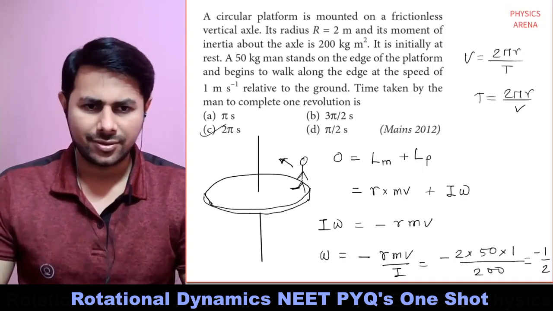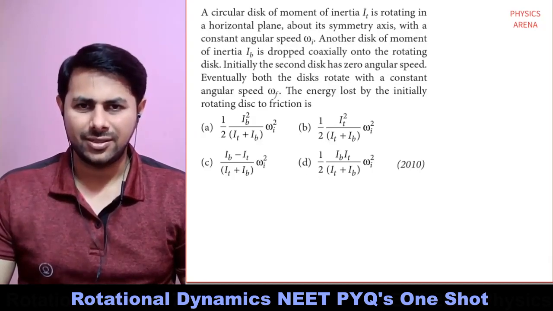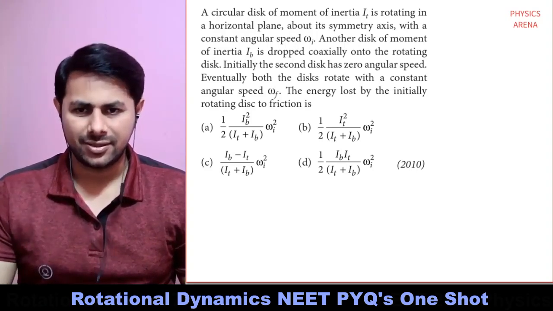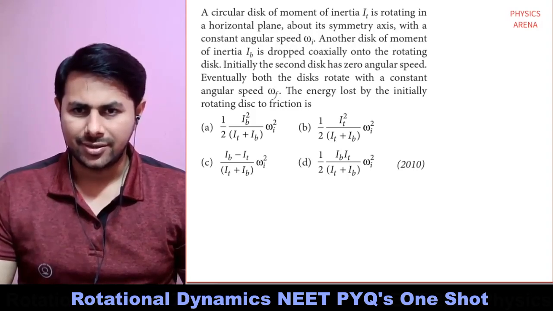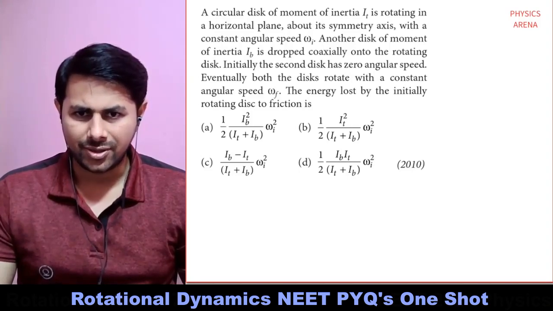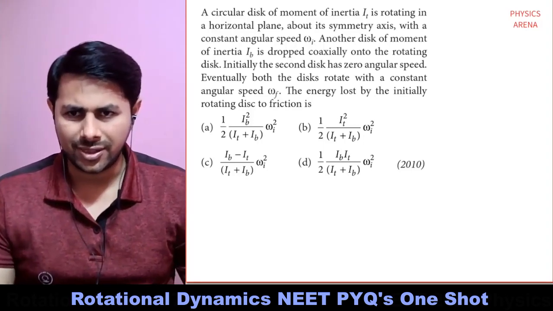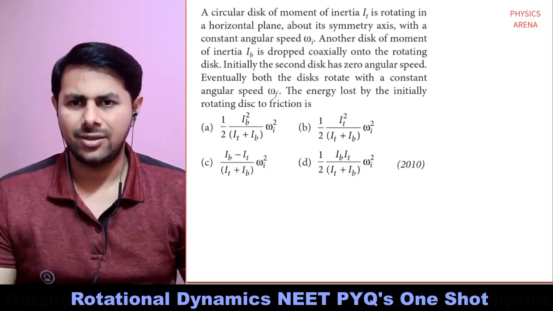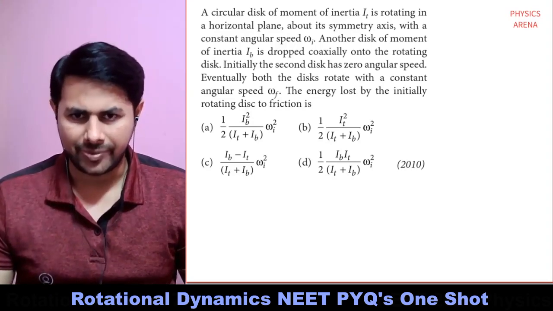So is it clear? A circular disk of moment of inertia I_t is rotating in a horizontal plane about its symmetry axis with a constant angular speed omega_i. Another disk of moment of inertia I_b is dropped coaxially onto the rotating disk. Initially, the second disk has zero angular speed. Eventually, both the disks rotate with constant angular speed omega_f.